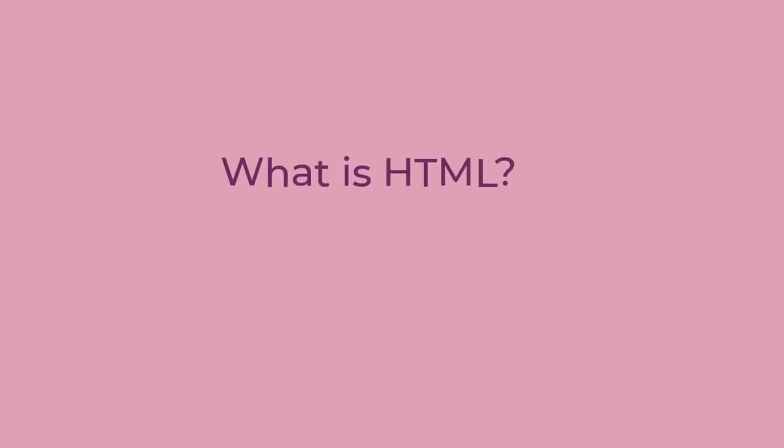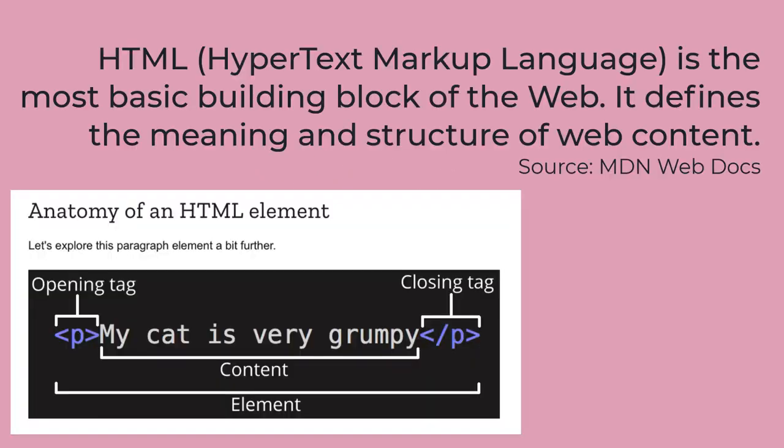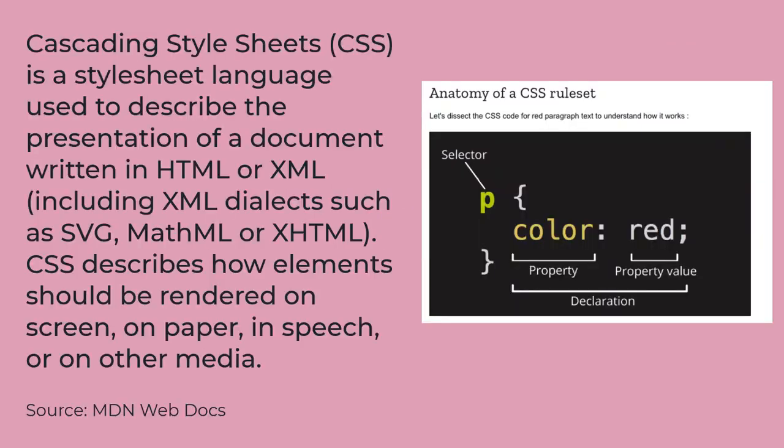First, what is HTML? HTML refers to Hypertext Markup Language. It is used to structure a web page. What is CSS? CSS stands for Cascading Style Sheets. It is used to beautify your web page with color and different font sizes.